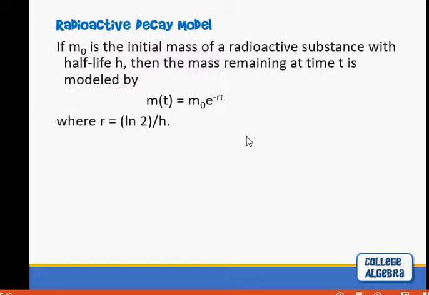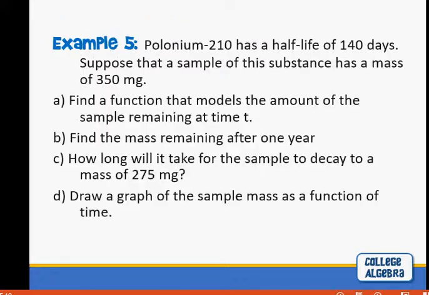So let's look at an example of a radioactive substance. Polonium-210 has a half-life of 140 days. Suppose that a sample of this substance has a mass of 350 milligrams. Part A, find the function that models the amount of the sample remaining after time t. Part B, find the mass remaining after 1 year, and here be careful with the units. Your t value is going to be in days if we use the half-life of 140 days, so 1 year will be 365 days.